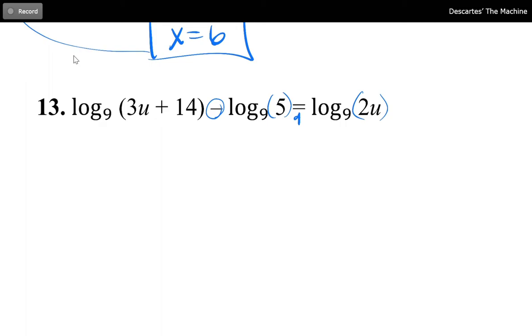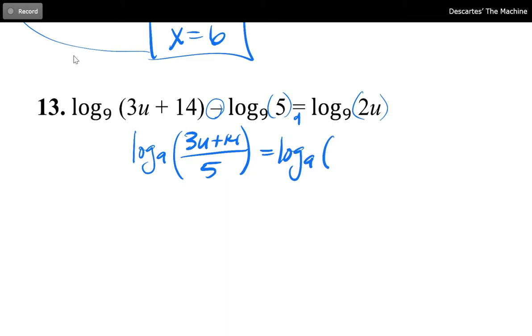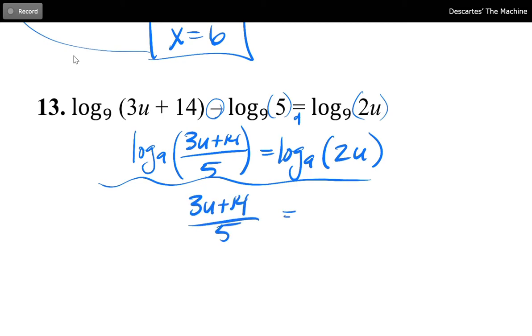It's going to be a single logarithm, log base 9 of, now what do I do with the arguments when I subtract the logarithms? I divide them. 3u plus 14 divided by 5, and that's equal to log base 9 of 2u. And now we're back to the same spot we were with all the previous ones. I've got log base 9 of something on the left and log base 9 of something else on the right. Those 2 things must be equal to each other. So 3u plus 14 over 5 is equal to 2u.